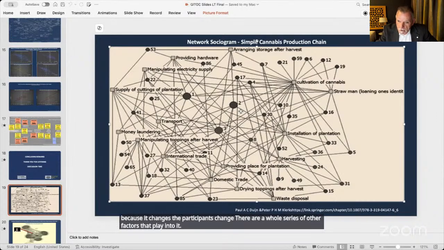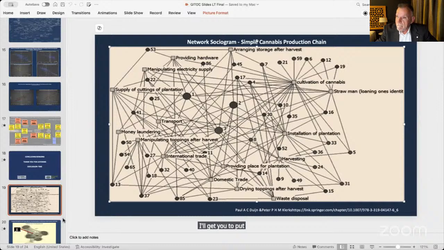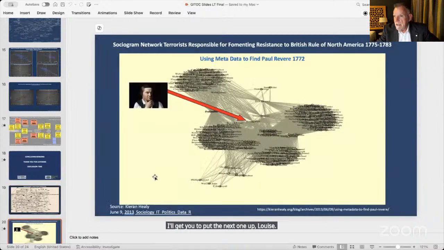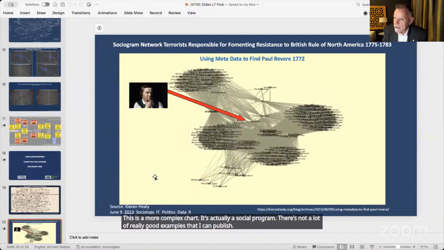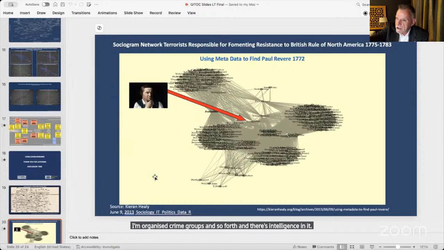This is it. I'll get you to put the next one up, Louise. That's it. This is a more complex chart, and it's actually a sociogram. There's not a lot of really good examples that I can publish because they're not published on the net, for very obvious reasons. They're dealing with organised crime groups and so forth, and there's intelligence in it. But this is an example drawn from the American Revolution, produced by Kieran Healy in the US some years ago. It shows what happens with a sociogram. You can see the complexity lying behind it.